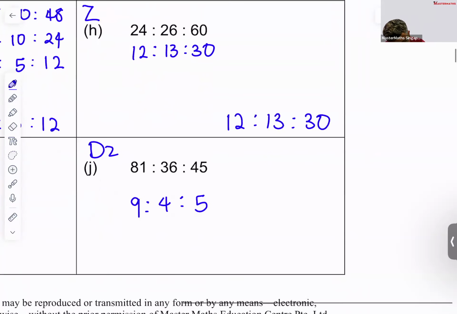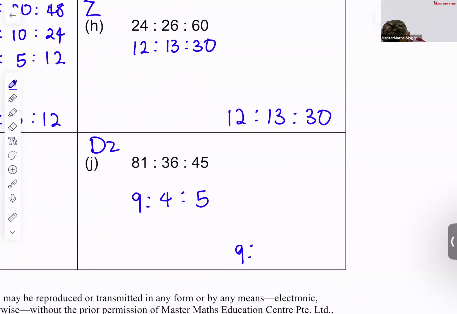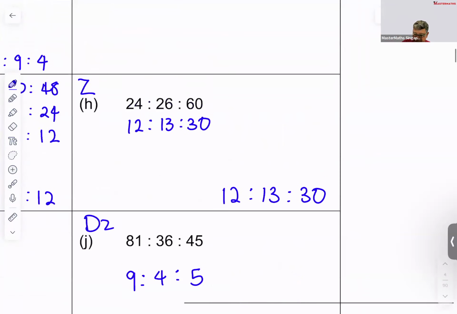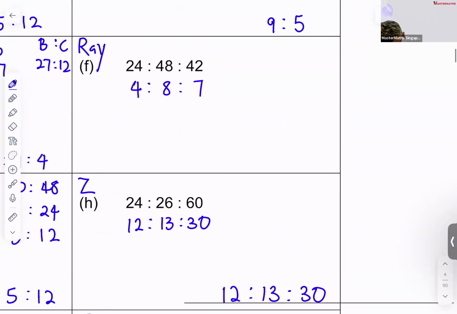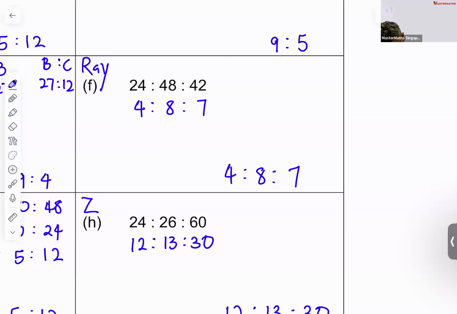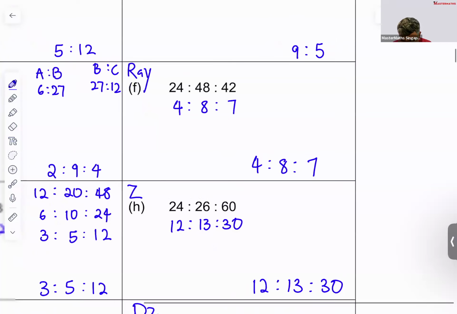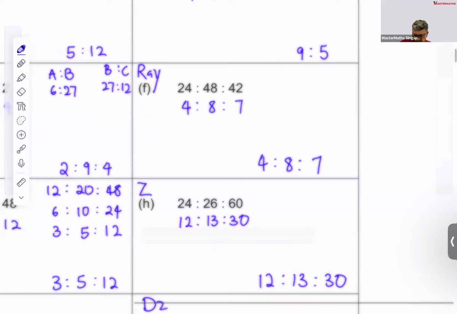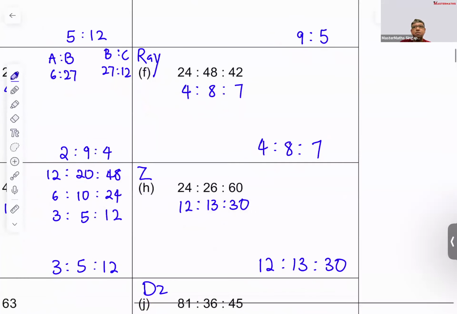It's just the terminologies. Ratio is a new thing that you learn. This is the symbol. And then it's like fraction, isn't it? You have done fractions before. It's easy. Okay, guys? Any question?